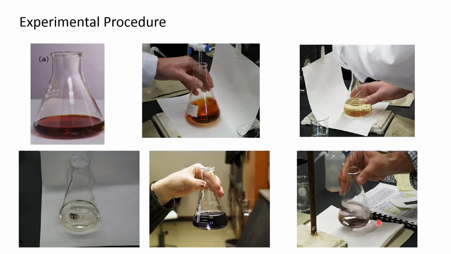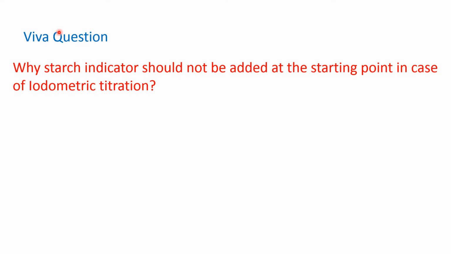In case of dichromate, you will get a light green color solution at the end point due to formation of chromium plus 3 ion. Then the question is why you are not adding the starch solution as the indicator at the beginning of the titration. So this is one of the Viva questions: why the starch indicator should not be added at the starting point in case of iodometric titration.